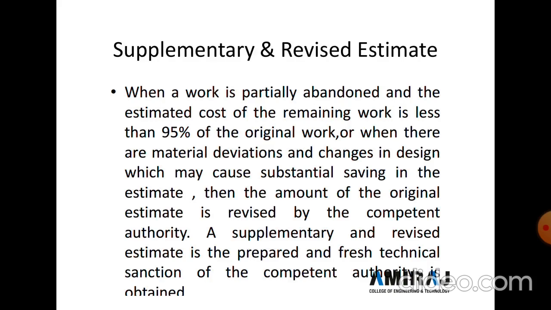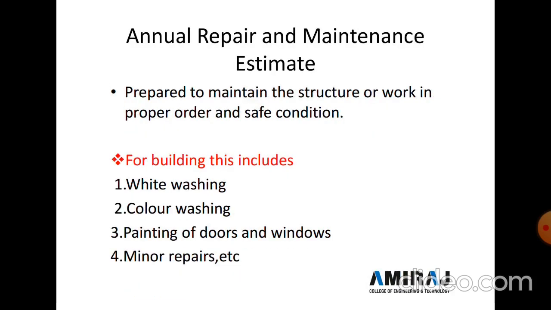Next is a supplementary and revised estimate. When the work is partially abandoned and the estimated cost of the remaining work is less than 95% of the original work, or when there are material deviations and a change in design which may cause substantial saving in the estimate, then the amount of the original estimate is revised by the competent authority. A supplementary and revised estimate is prepared and a fresh technical sanction of the competent authority is obtained. Now the last one is the annual repair and maintenance estimate.